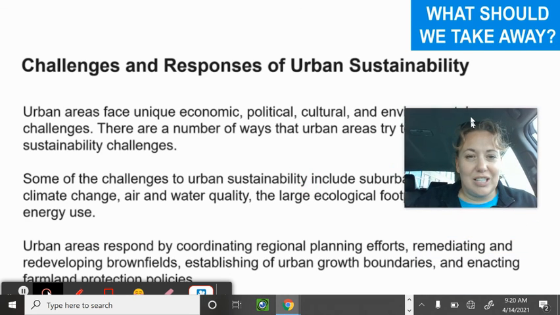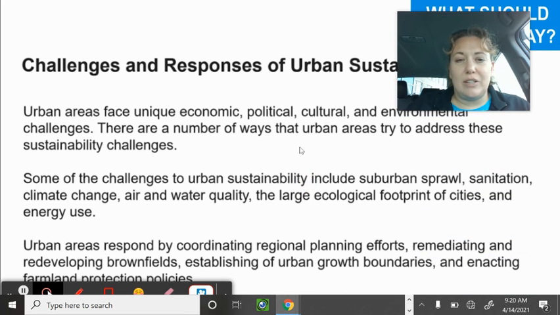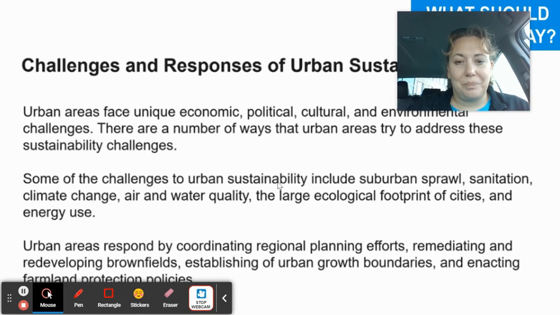Okay, what are the challenges and takeaway? Urban areas face unique economic, political, cultural, and environmental issues. They're obviously trying to deal with suburban sprawl, sanitation, climate change, water quality, ecological footprints. How do you do this without upsetting the people who currently live there, but also keeping an eye on the future sustainability of these things? How do we address brownfields, urban growth boundaries, et cetera?